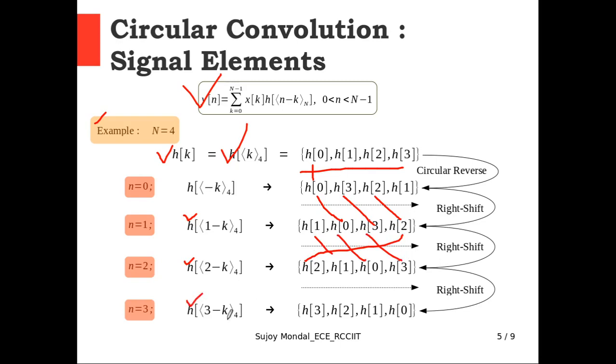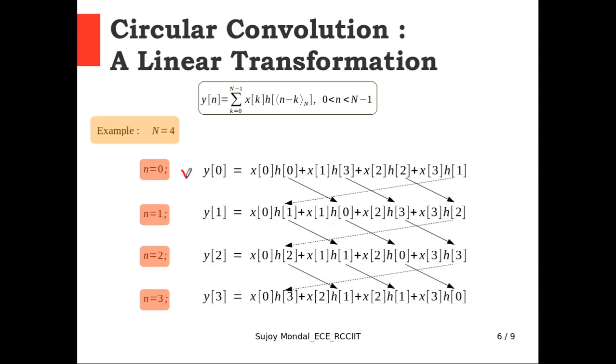For n equals 3, this is h of 3 minus k. This is just a right shift of the previous sequence: h of 3, then h of 2, h of 1, h of 0. So we found all the individual element sequences for the second function corresponding to each n value. Now we can write down the output sequence: y0 for n equals 0, y1, y2 and y3.